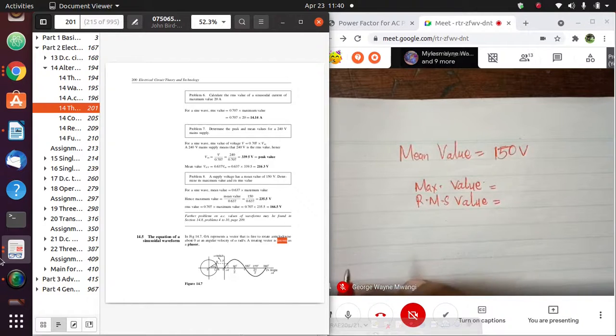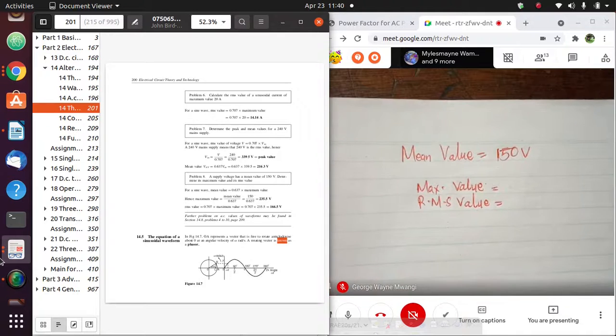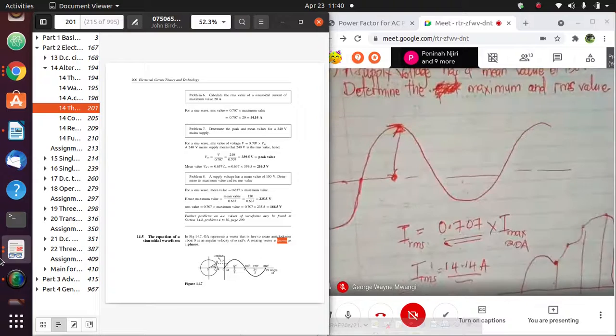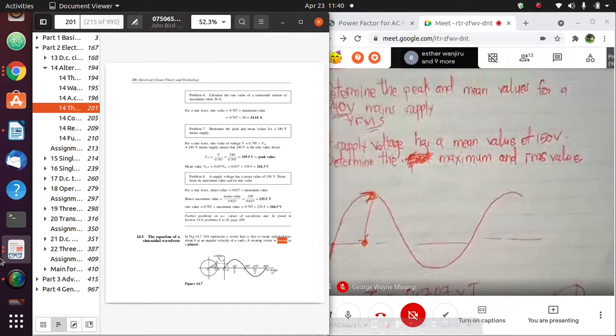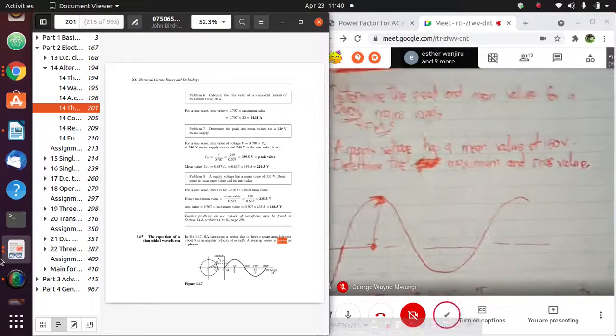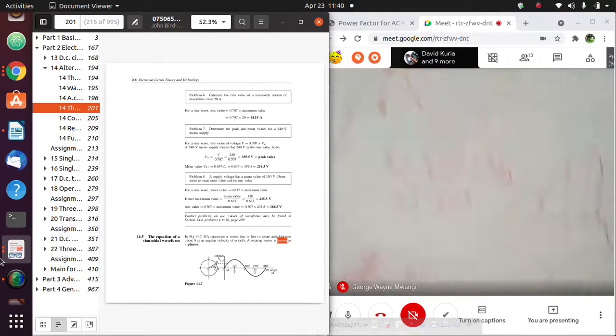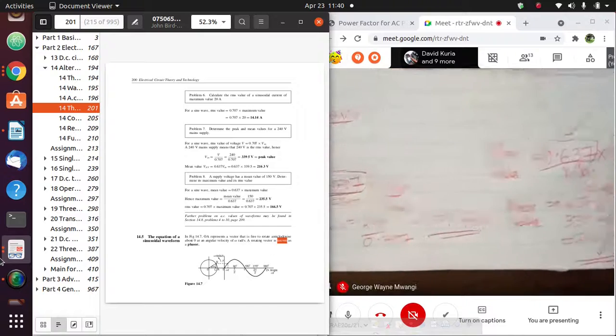Soma nyuma kiasi penye tumetoka. Swali ama swali? Si swali hapa hivi kuna hiyo hapo chini, ya lesson tulikuwa tunafanya hapo.